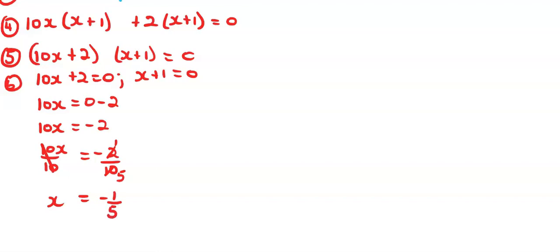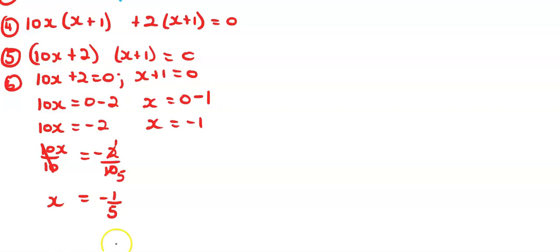So that is our first value of x. Let's look at the next value, guys. We have x plus 1 equals 0, so x is equal to 0, carry over the 1 there, it becomes minus 1. So x is equal to negative 1.